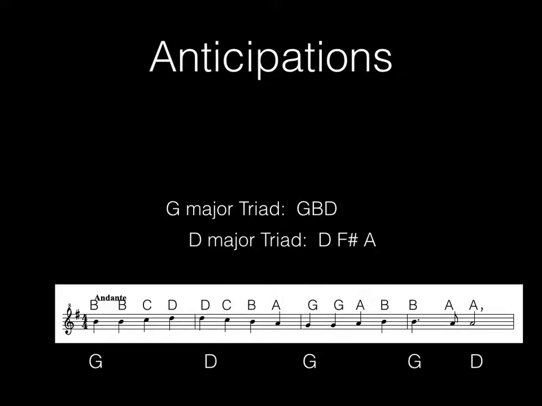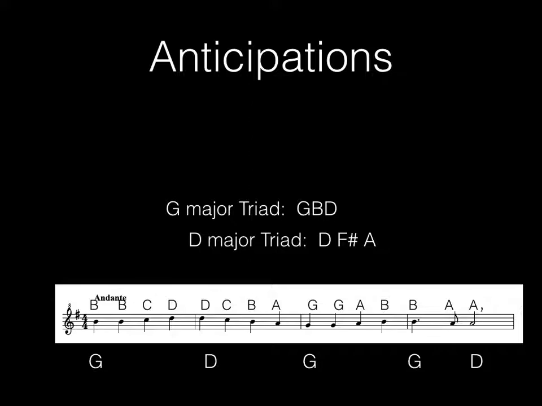This is the Ode to Joy again. And I've noted underneath it the triad. So B, B, C, D is harmonized by a G major triad. And so you've got G G A B B A A.